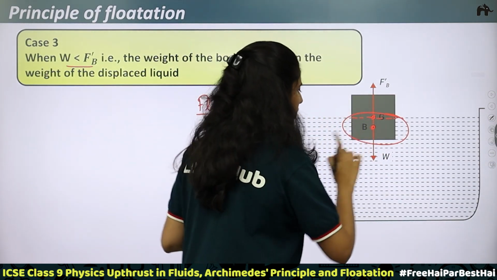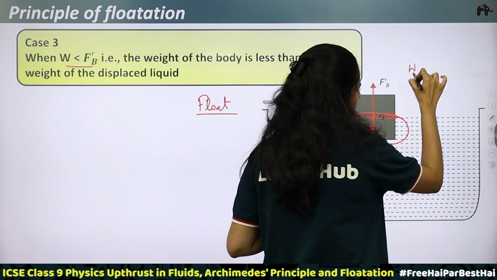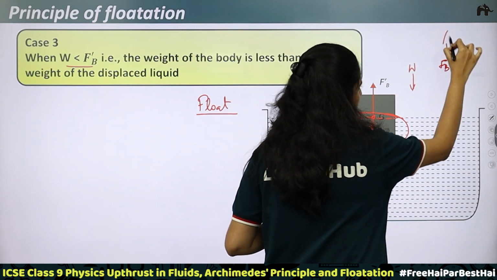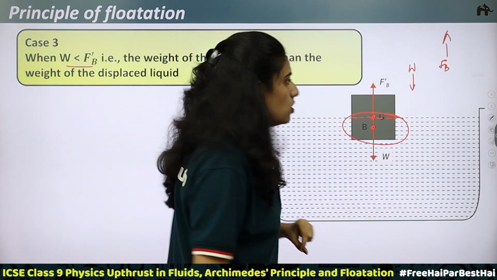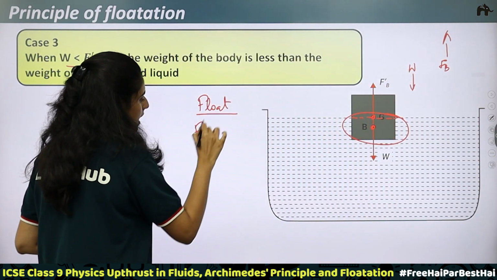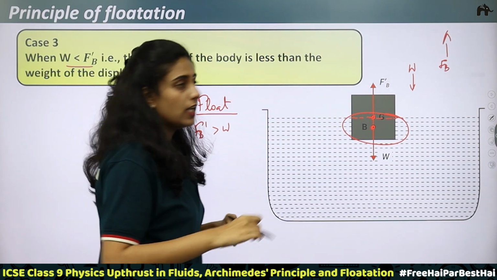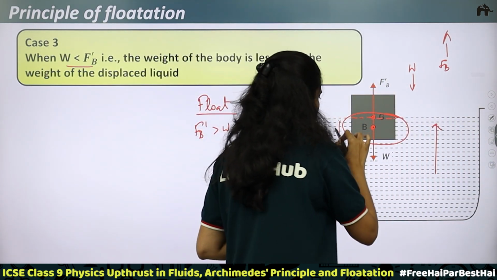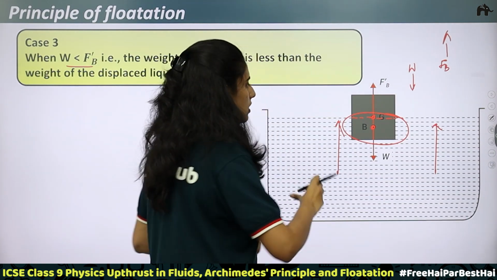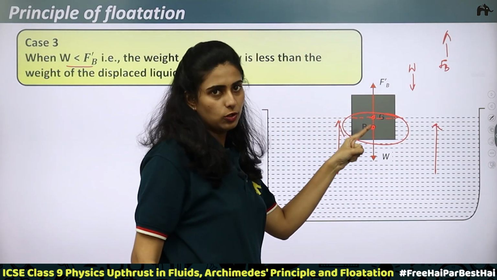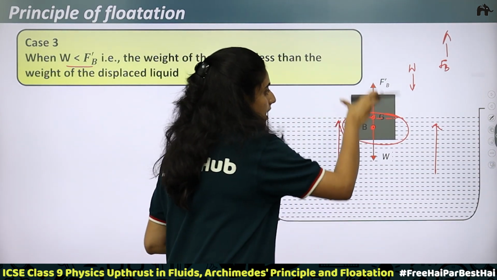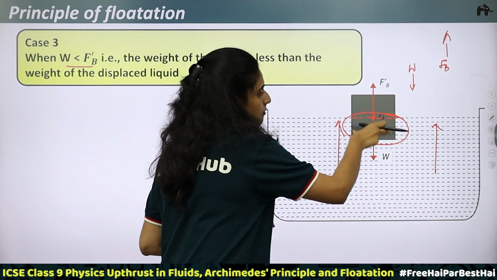Now here we have weight in the downward direction and upthrust in the upward direction. Which is of greater magnitude? Fb dash is greater than the weight of the body. Therefore the net force will be in the upward direction. And because of this, the body will not sink, it will float. This is the reason why the body is floating.